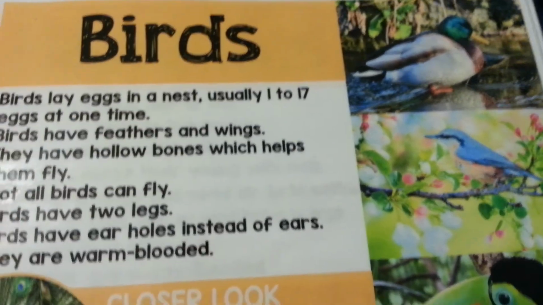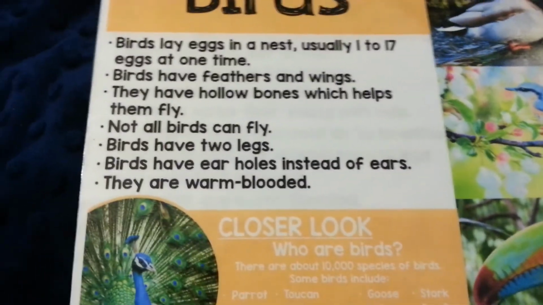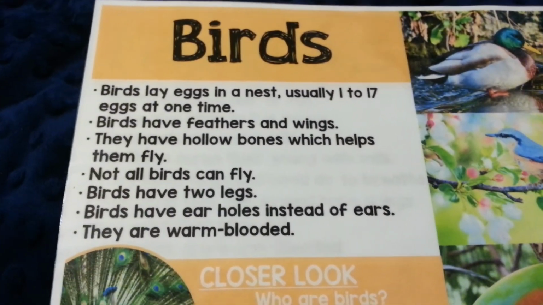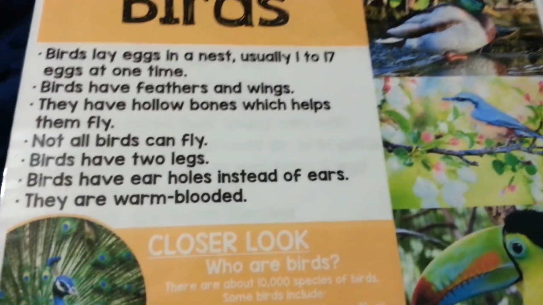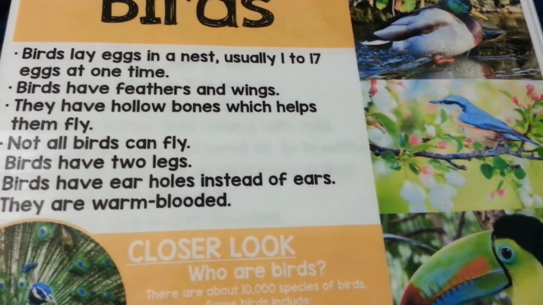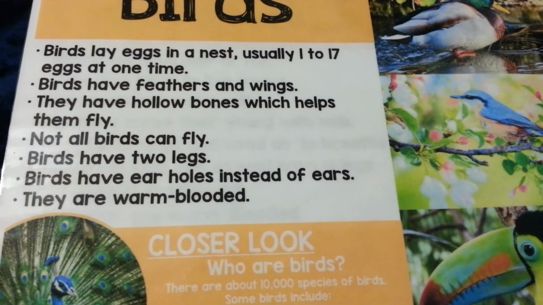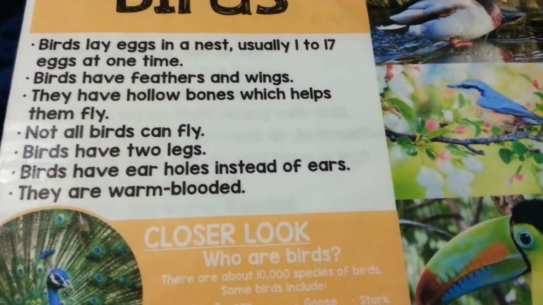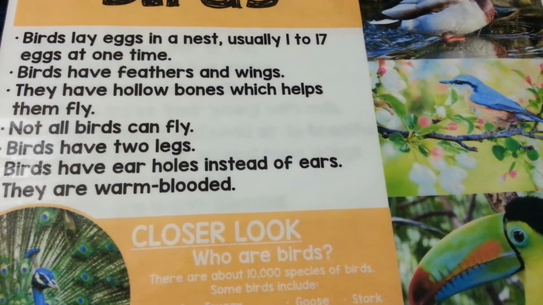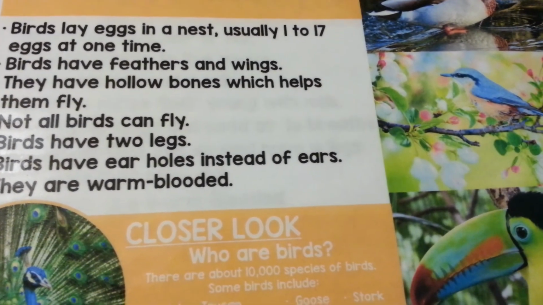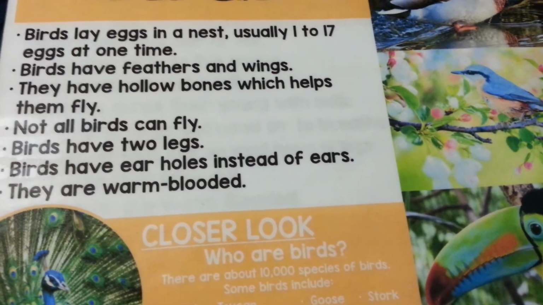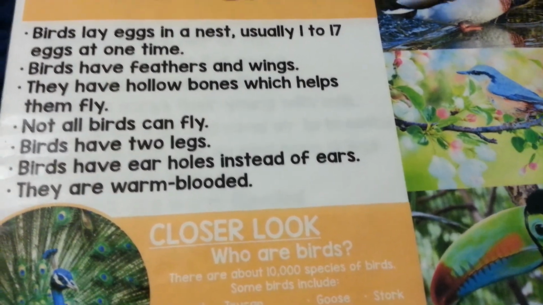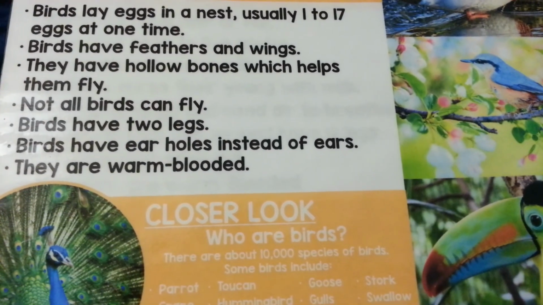Birds. Birds, the most important thing you can remember about birds is that they have feathers. Birds lay eggs, just like insects, just like amphibians, in a nest, not like amphibians at all. Usually 1 to 17 eggs at one time. Birds have feathers and wings, but so do insects have wings. So we don't want to confuse winged creatures. Not all winged creatures are birds. In fact, there's a mammal with wings called a bat. But the main thing to keep in mind with birds is that they have feathers.